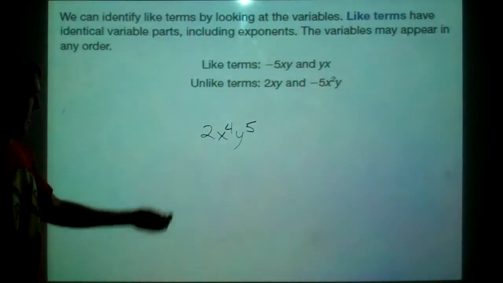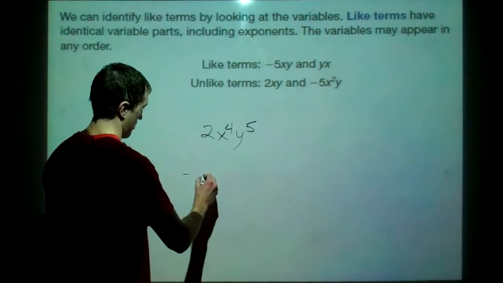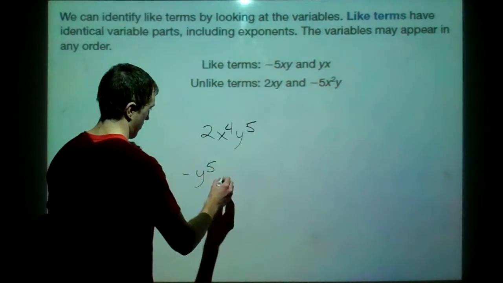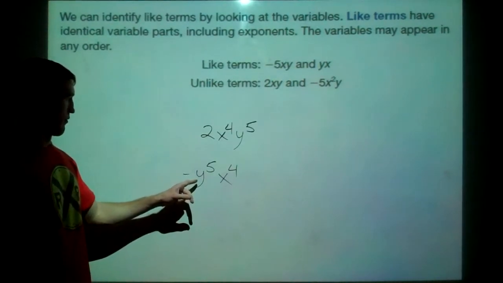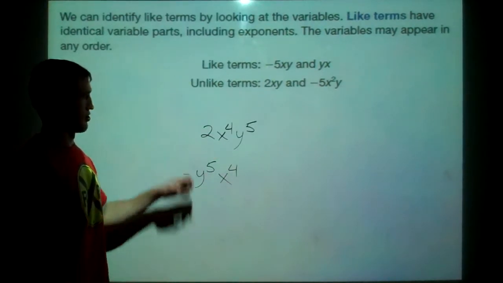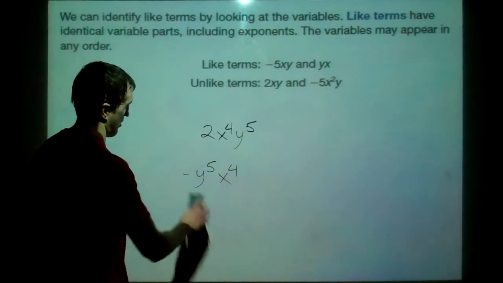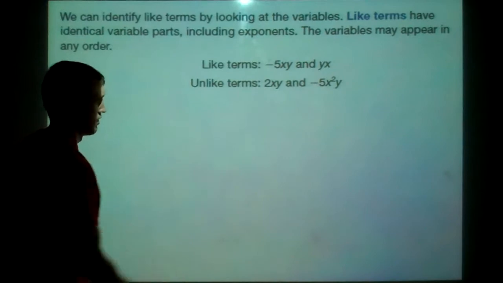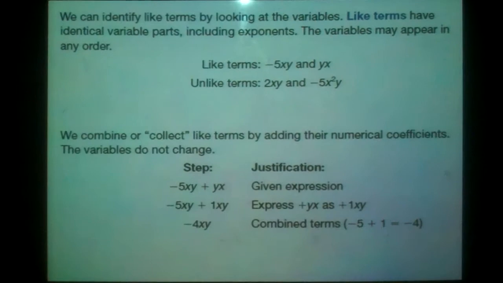Just to show you one that could be a like term with this one, we could say negative y to the fifth, x to the fourth. This would be a like term because we have y to the fifth, x to the fourth, x to the fourth. These are a bit extreme. We're not going to get into quite this difficulty yet, but we will start learning from some of the more basic things.